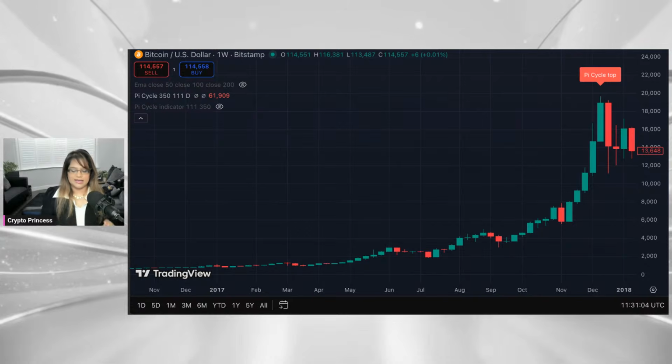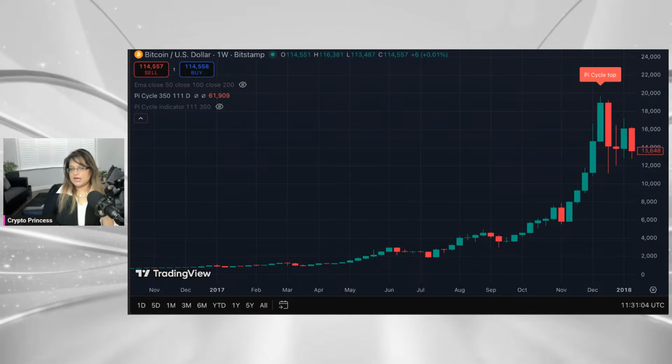Okay, so again, the Pi cycle top is two moving averages, two simple moving averages: the 111 day simple moving average, when that crosses with the 350 day times 2 simple moving average.